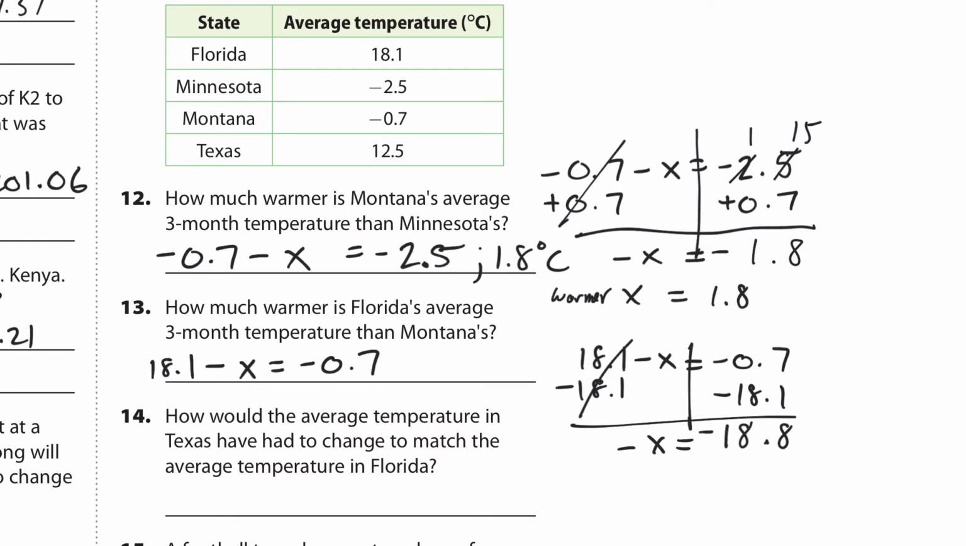Now, again, I have what negative x equals. I want to know what regular x equals, so if I change the sign there, I change the sign on the right-hand side, 18.8. And so it's going to be 18.8 degrees Celsius warmer.